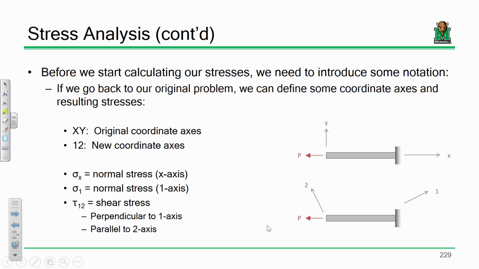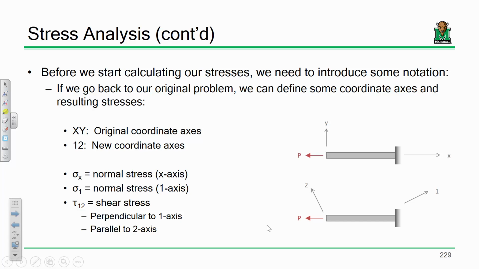What I like to use is x and y for my original coordinate system and 1 and 2 for my new coordinate system, because I think it's a little easier to follow. Okay? So to give you an idea of the notation, if I say sigma sub x, what I'm saying is normal stresses, normal to this x-axis, normal stresses this way. If I'm saying sigma sub 1, I'm talking about normal stresses this way. Is everybody okay with that?